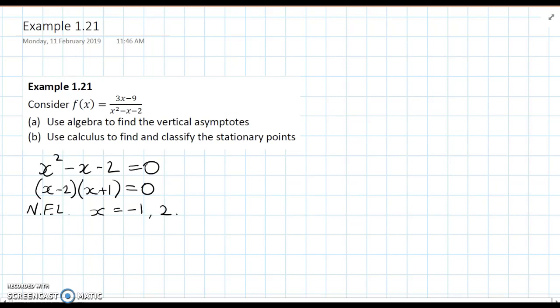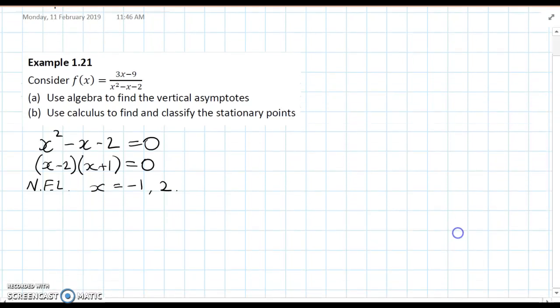So vertical asymptotes will be needed later when we're looking at a sign diagram to include in our second part, part B. When we are identifying part B, we need to use calculus. So there is a fraction both containing x, so we're going to have to introduce the quotient rule.